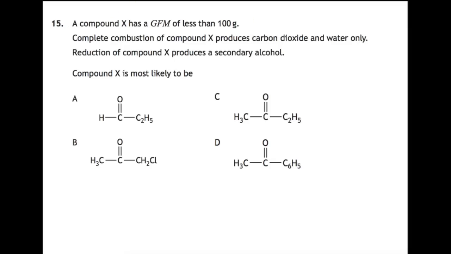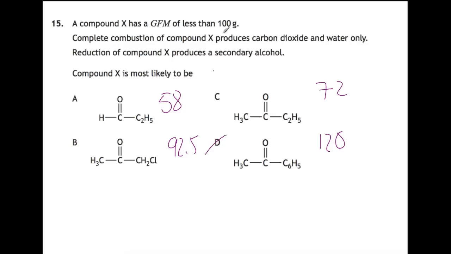Question 15. A compound X has a GFM of less than 100. Complete combustion of X produces carbon dioxide and water only. Reduction of X produces a secondary alcohol. Which of these is compound X most likely to be? So step 1 would be to work out the GFM of each of these to see if we can eliminate any. So A has a GFM of 58, B has a GFM of 92.5, C has a GFM of 72, and D has a GFM of 120. So it can't be D, can immediately discount that.